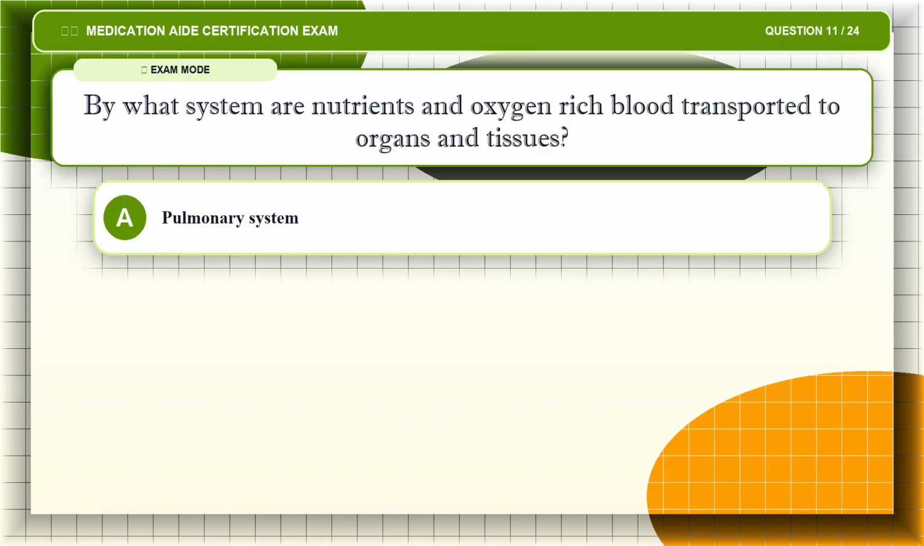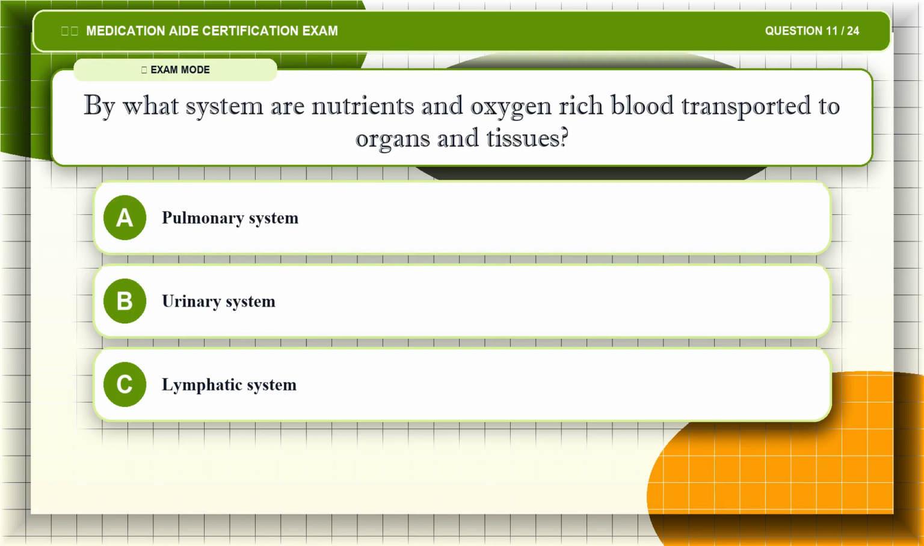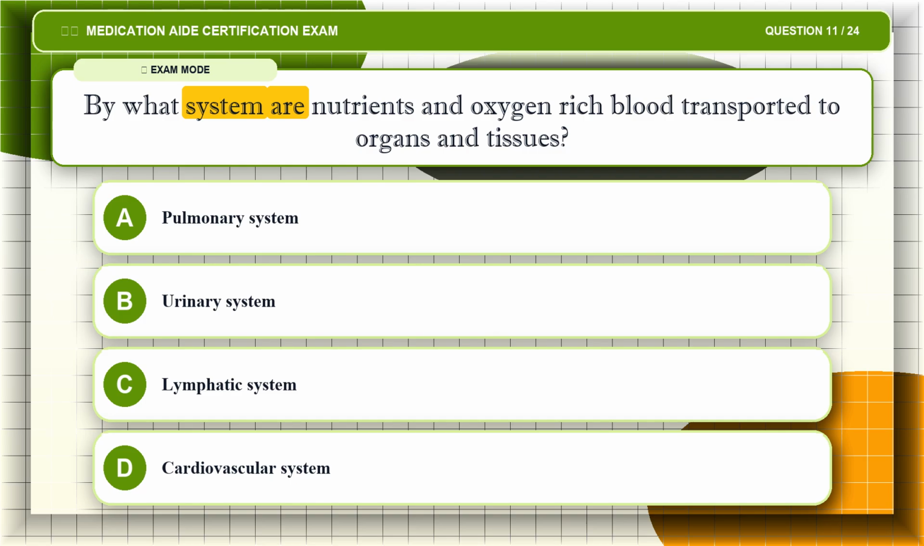Question 11. By what system are nutrients and oxygen-rich blood transported to organs and tissues? Option A, pulmonary system. Option B, urinary system. Option C, lymphatic system. Option D, cardiovascular system.